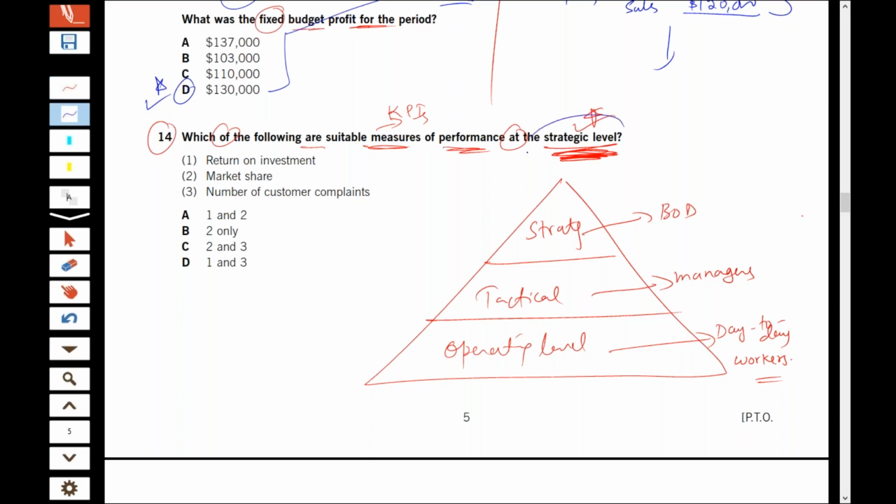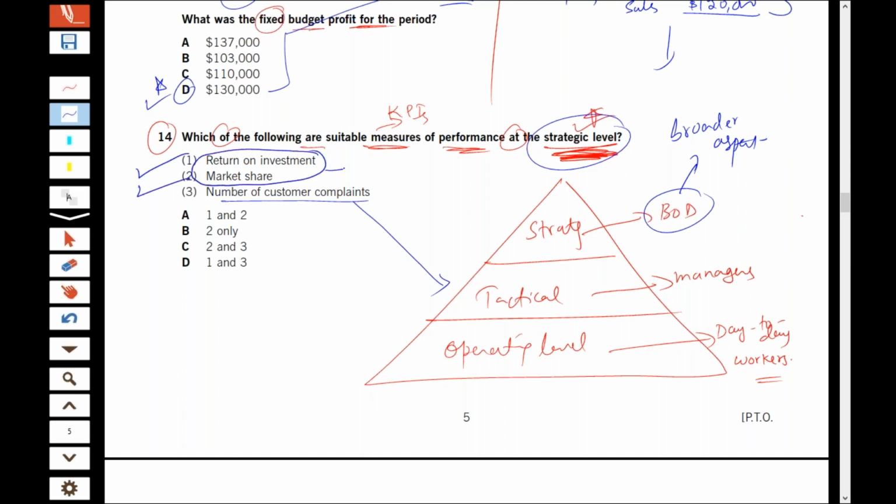So strategic level, yes, because the strategic level like board of directors is concerned with the broader aspects. And the board of directors would not be interested in the number of complaints. That is a matter to deal with at the tactical level. Yes, market share and the return on investment are the broader pictures. These are the big picture of the organization.